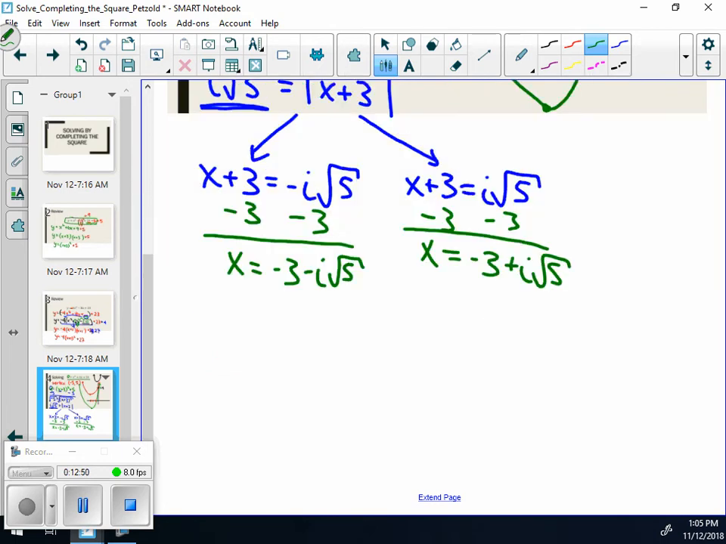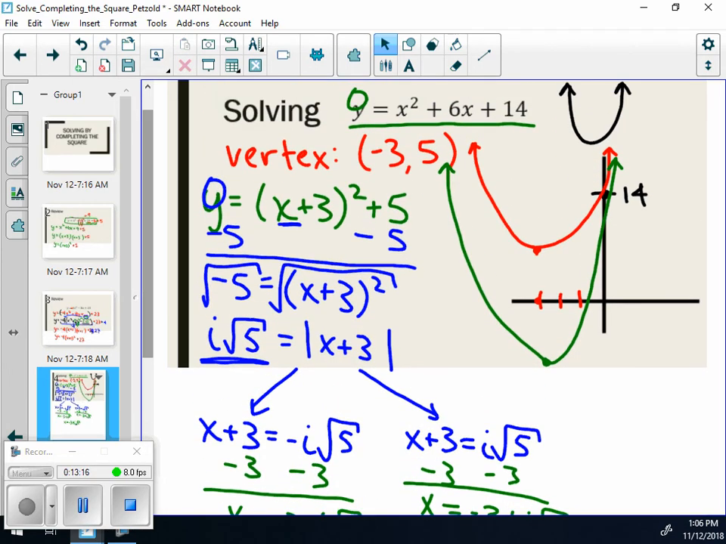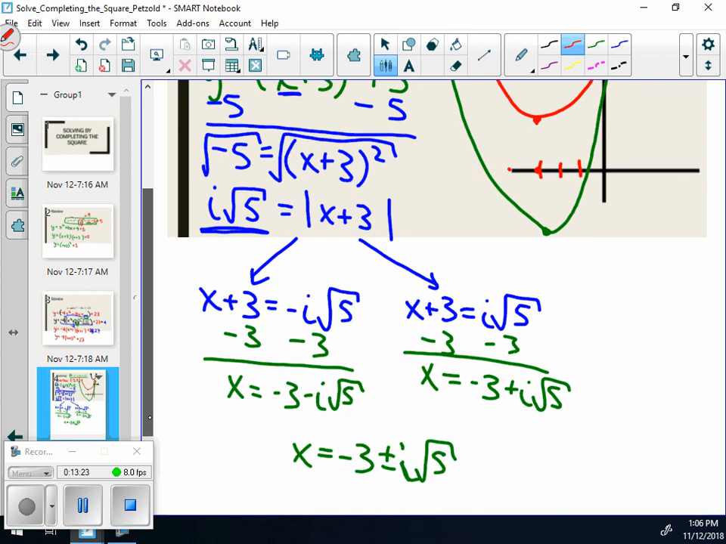And if we wanted to combine this, you can write this as our 2 separate answers here. If you wanted to combine them all into one answer, you can get negative 3 plus or minus i square root of 5. All right, if we have an i in our x-intercepts, what does that tell us about our x-intercepts? They don't exist, right? If we look back up here at our red parabola, does our red parabola touch the x-axis? It does not. So that means that our 2 roots must be imaginary.